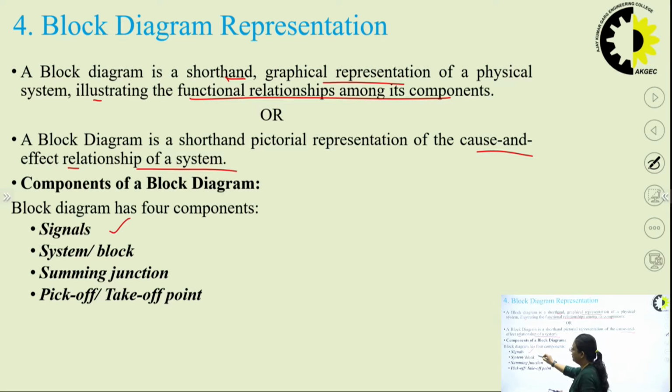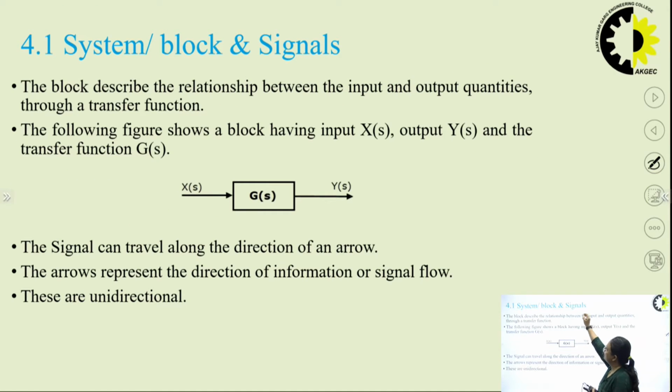First one is the signal, second one is represented by the system or the block, the third one is the summing point or a junction, and the fourth one is the pick off point or the take off point. So first here is system or block you can say, and this another one is signal. Each element of the complex system can be represented by a block, okay? This block describes the relationship between the input and the output quantities with the help of the transfer function. This block is represented by this rectangular box. It has a single input and a single output, right?